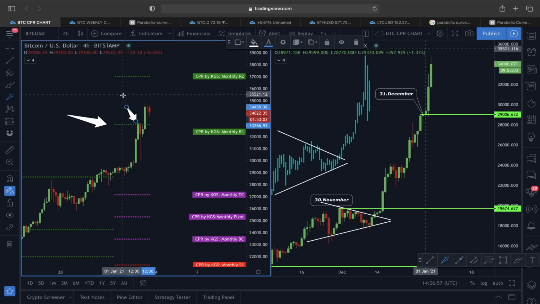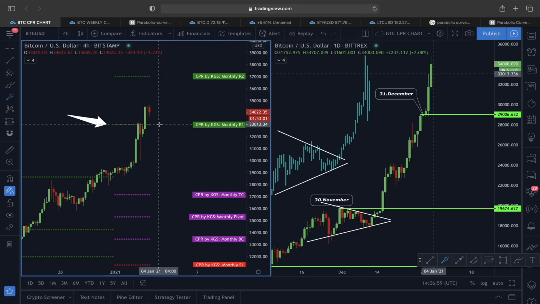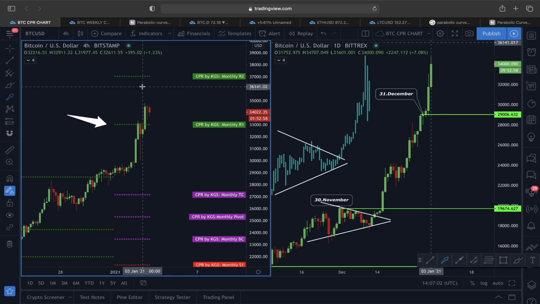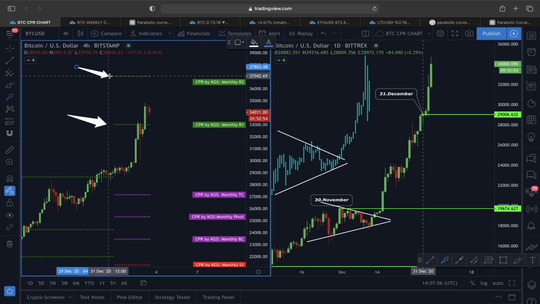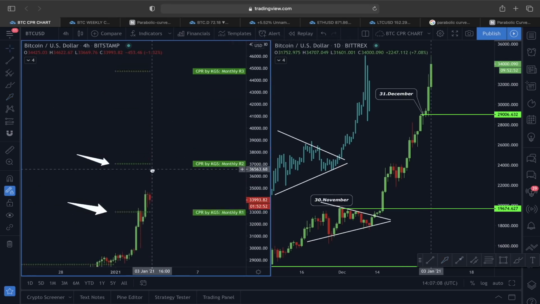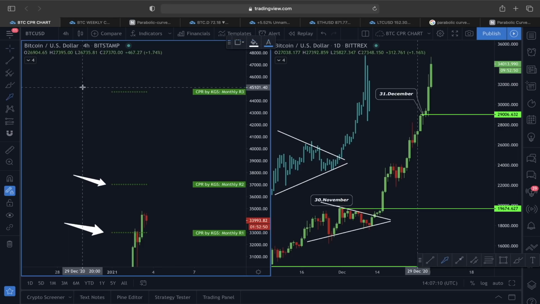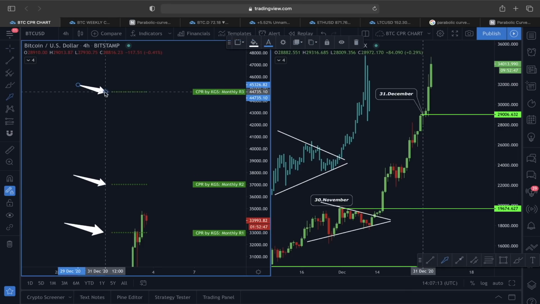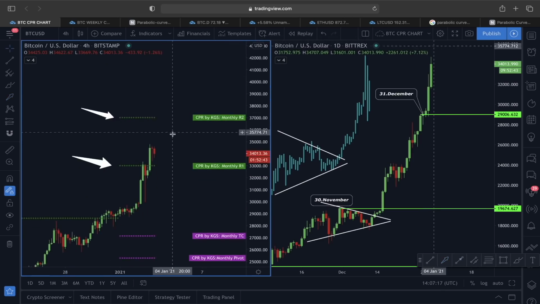So since the price right now is clearly above the R1 target line, what is our next target area? According to the CPR, our next target area is at the 37,000 price level, and our no-brainer target area for this January month, until the end of January, is going to be at the 44,700 price level.